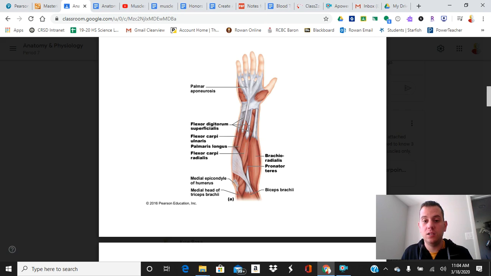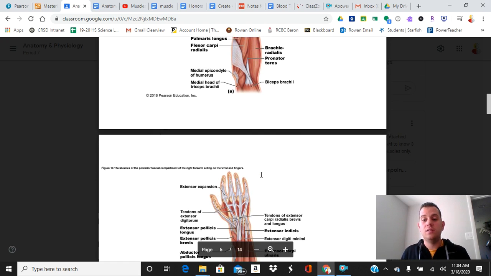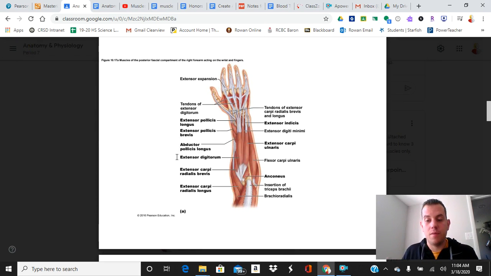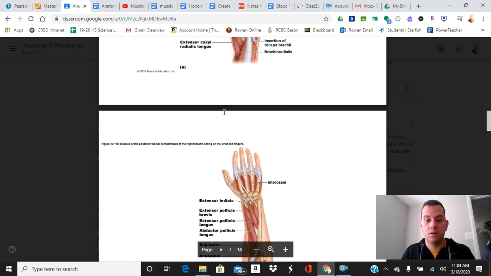Flexor carpi radialis along the radius. Okay. Brachioradialis goes down the brachial region, down the radius. Okay, so a lot of these names reflect where they are. All right, so just remembering the locations sometimes helps. Extensor digitorum literally goes right to the digits. All right, there's some more in here.